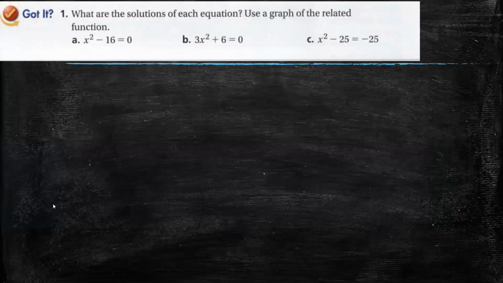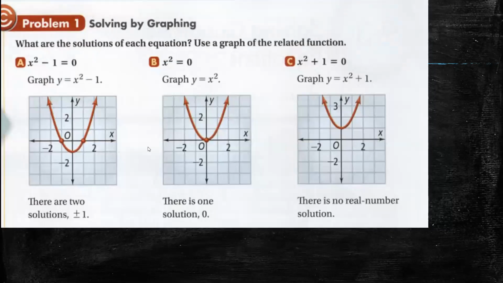Let's see this example now. What are the solutions of each equation? Look at the first one, x squared minus 1. After they graph it, they found that it touches the x-axis at these 2 points. These 2 points are 1 and -1. Is it right?